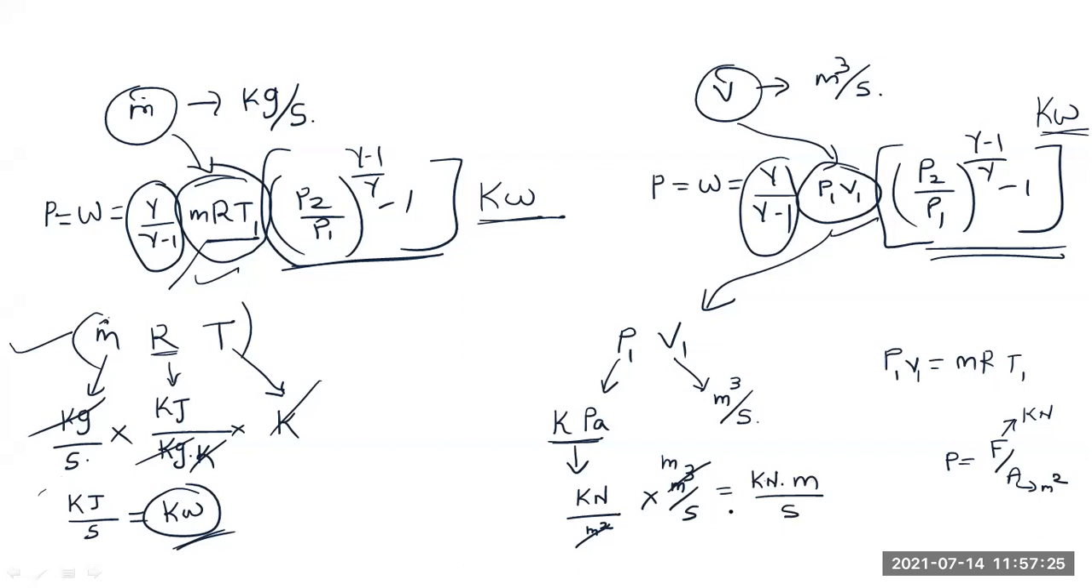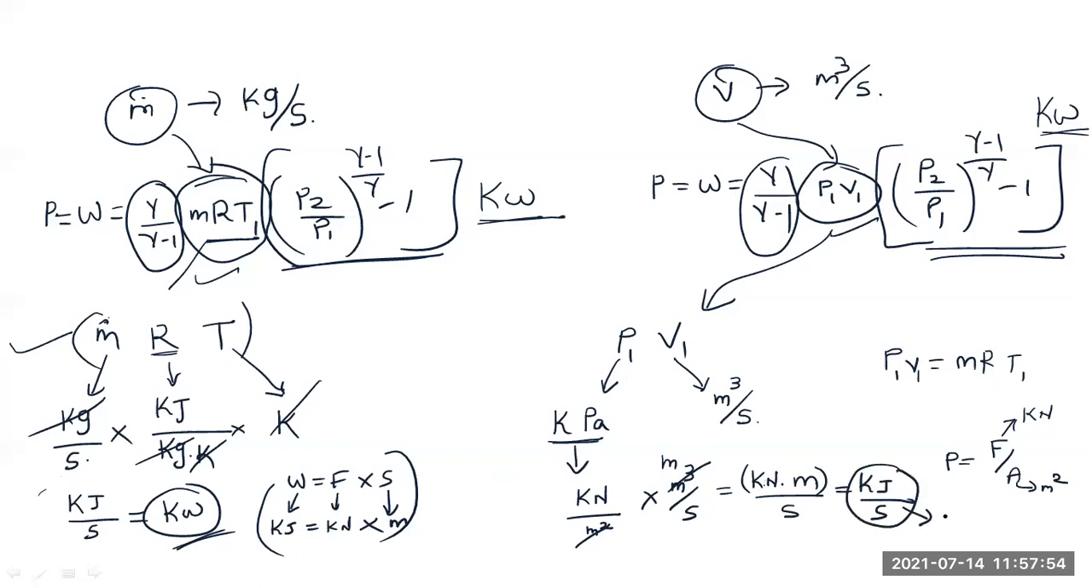What is this kilonewton into meter? Who can say what is kilonewton into meter? What is this part? Kilojoules. Okay, because work done equal to what is work done? Force into displacement. Force is kilonewton, displacement is meter. So unit of work done is kilojoules. So kilojoule is nothing but kilonewton into meter. So in place of kilonewton into meter, we will write kilojoules per second. What is kilojoules per second? Kilojoules per second is kilowatt.